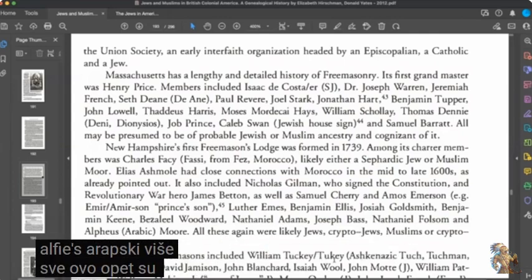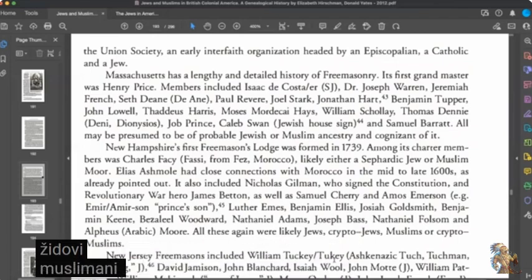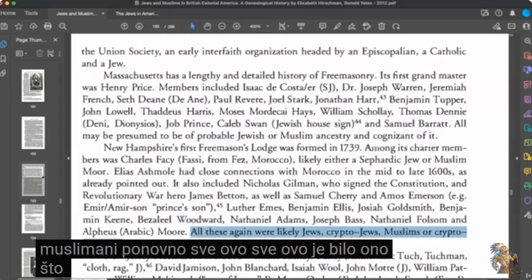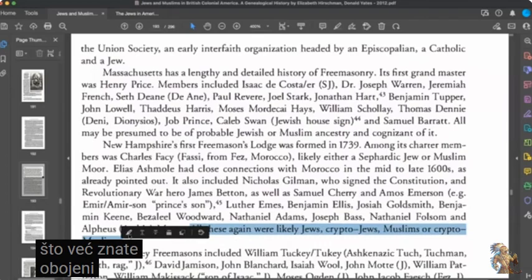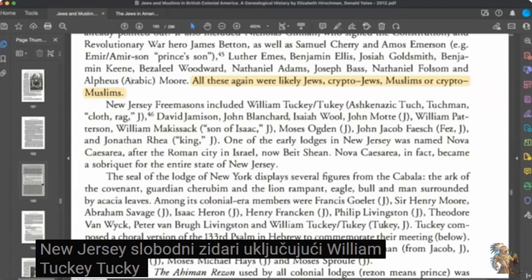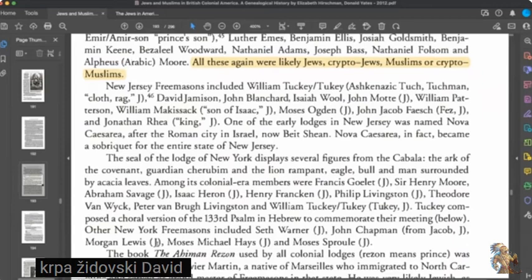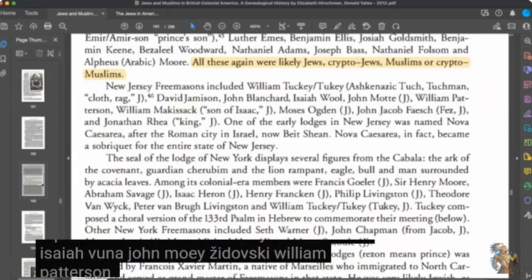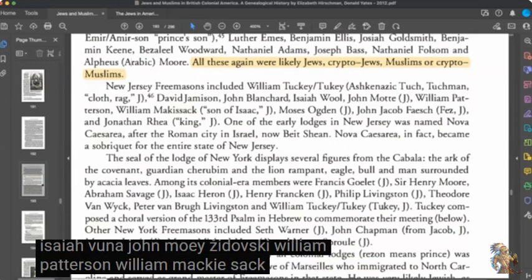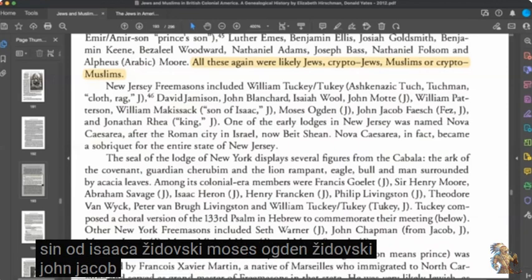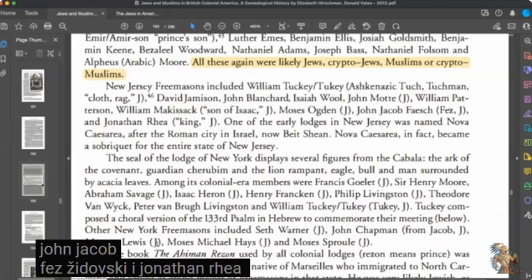All these again were likely Jews, crypto-Jews, Muslims, or crypto-Muslims. Again, all these were what? You already know, people of color. New Jersey Freemasons included William Tuckey, Ashkenazic Tuckman, cloth, rag, Jewish, David Jameson, John Blanchard, Isaiah Wool, John Motley, Jewish, William Patterson, William Makisak, son of Isaac, Jewish, Moses Ogden, Jewish, John Jacob Fez, Jewish, and Jonathan Rhea, King, Jewish.